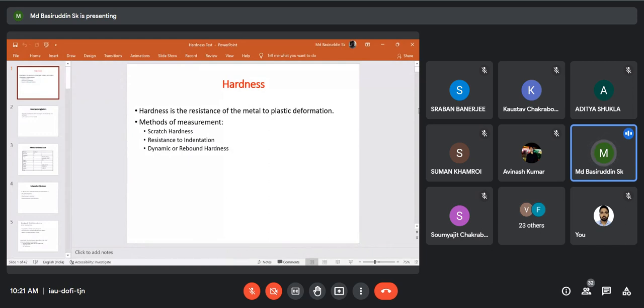Now there are several methods of measuring the hardness of a material. You can measure hardness by scratching over the sample surface, that means how the material resists during scratching. For example, farmers plow over the field to cultivate crops. Depending on the strength and hardness of the soil, the farmer has to apply some pressure so they can dig to a significant depth and easily plow to make the soil loose. So depending on the hardness, the farmers apply the load.